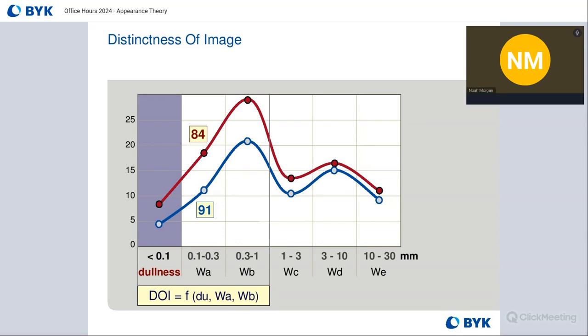And then here we see the DOI calculation at the bottom. We can see that essentially includes all of the shorter wavelengths and smaller structures because those are what affects that visual DOI appearance. We see that it's a function of DU, WA, and then WB.